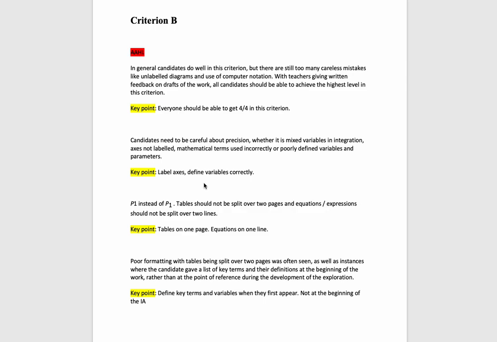Label the axes and define variables correctly. So as soon as you bring in a variable like x, you got to say what it is. Tables on one page, equations on one line. Don't have tables split over 2 pages. Okay, this is important. Define key terms and variables when they first appear, not at the beginning of the IA. So some students say, in the following IA, A means this, B means this, C means this, D means this, etc. But it's better to write the IA so that it flows nicely, and as soon as you come across a variable that you call t, you then say t represents the time in seconds, whatever.